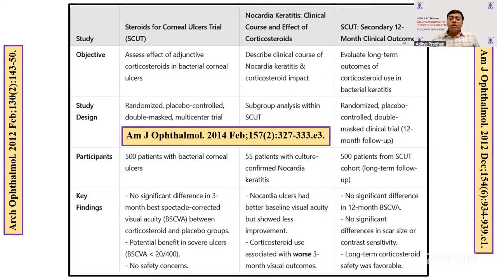The secondary 12-month clinical outcomes of the first SCUT trial are basically the long-term outcomes of corticosteroid use, at the end of 1 year. Again, the same cohort of 500 patients. No significant difference in visual acuity was seen at the 12-month period also. No significant differences in the scar size or the contrast sensitivity. The safety was favorable, but eventually the trial did not show any positive effect for corticosteroids. Rather, it was harmful if you are dealing with Nocardia.